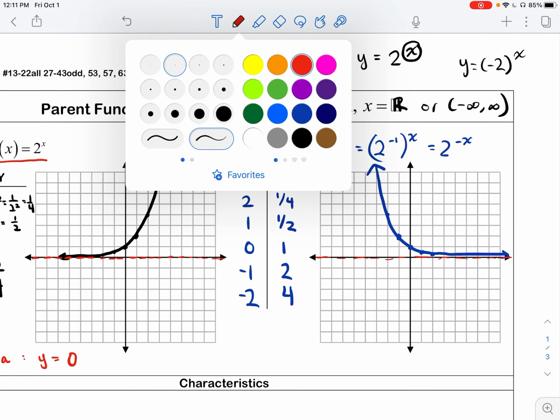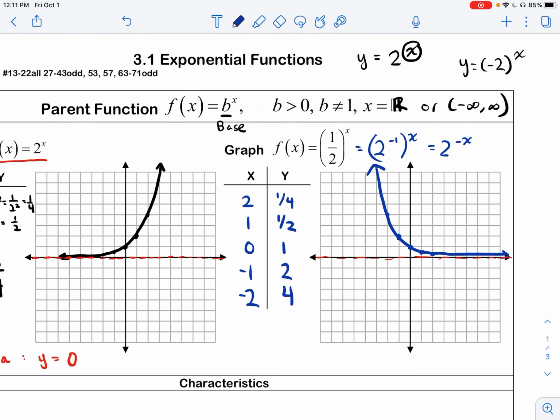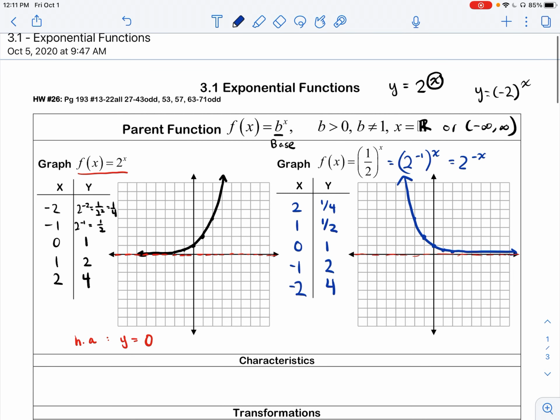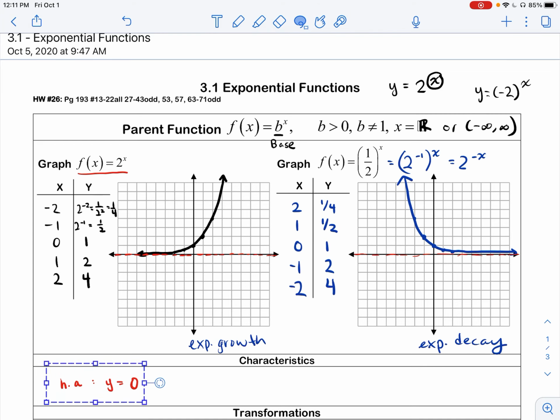So we're still going to have a horizontal asymptote of y equals 0, but we can clearly see that this parent function now is a reflection of what we initially graphed. I'm highlighting these to show you, one, a transformation, but also to indicate an example of what we call exponential growth versus exponential decay.